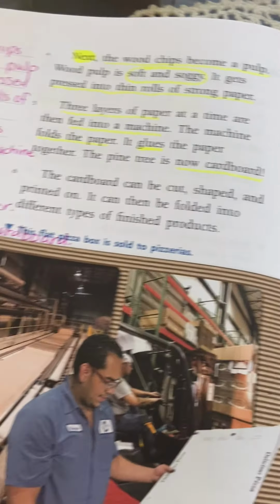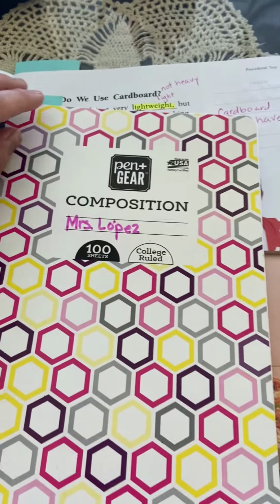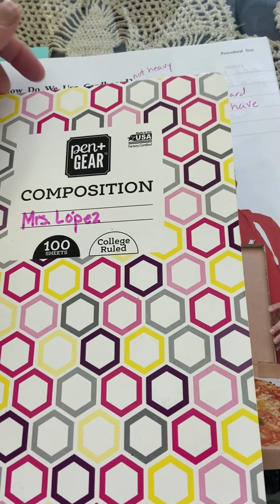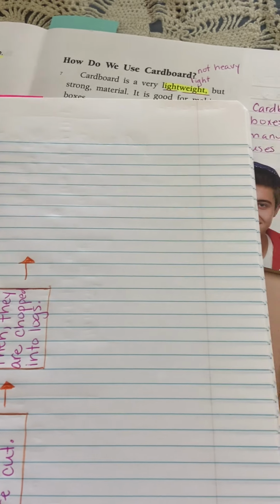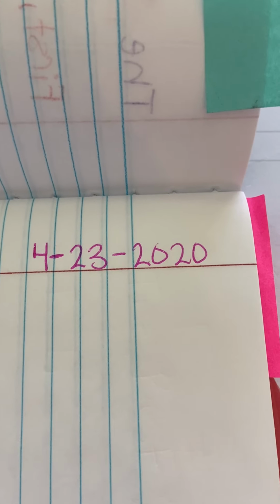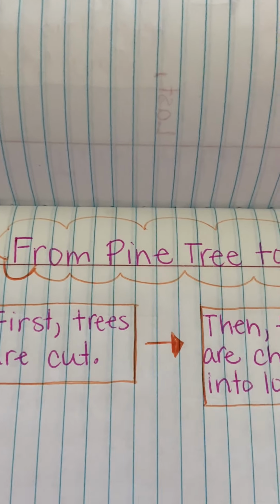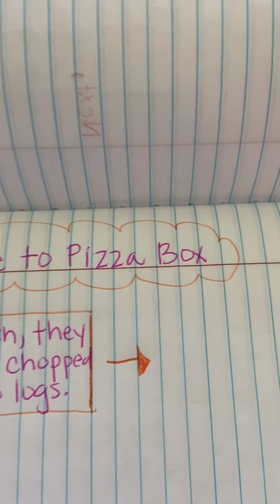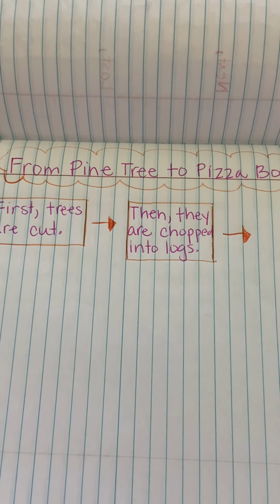You are going to create a flow map for me using your composition book, or remember, if you don't have a composition book, you can use paper. Okay? I've turned to a new page here, and I'm turning my book horizontally. There's a date and the title. It says From Pine Tree to Pizza Box. And as you can see, I've already started my flow map.